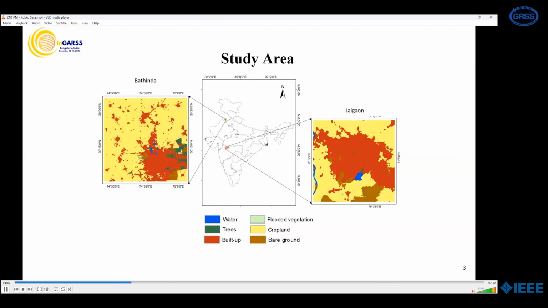First one is Bathinda. This is one of the districts where a significant decline in wheat production was observed, attributed to the onset of a heat wave in 2022. And second one is Jalgaon district in Maharashtra. Over these 2 sites, the DTCs of different land cover types were compared for a warmer year and a cooler year.